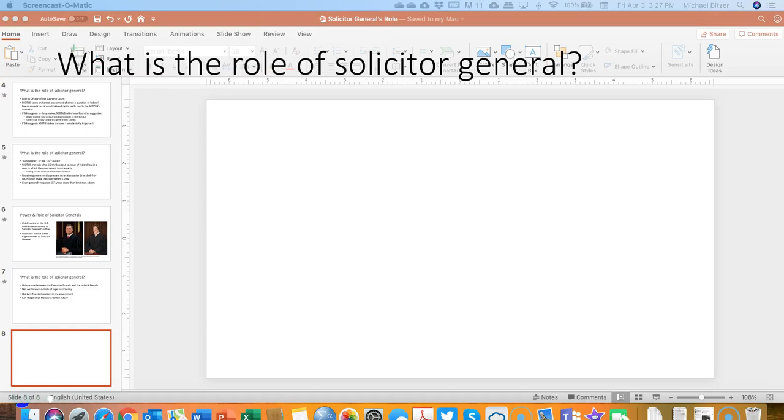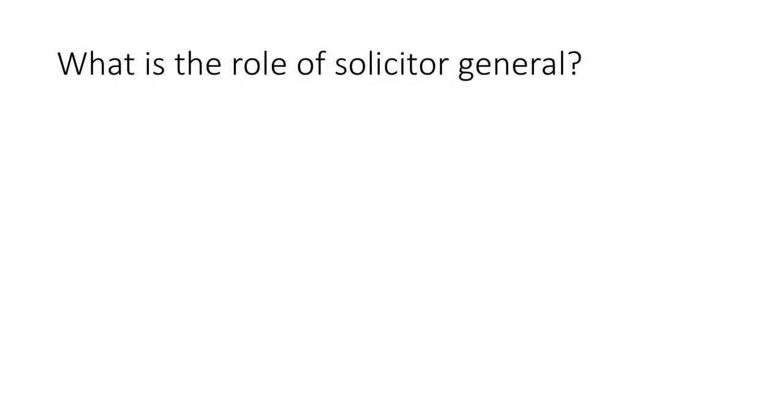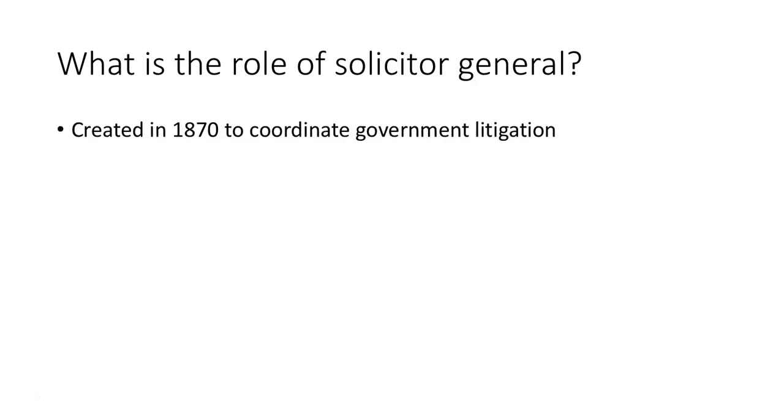So the question was asked in regards to the courts, what is the role of the Solicitor General? And I think this is a really interesting question about a very little known government official that plays a crucial role when it comes to connecting typically the executive branch and the congressional legislative branch with the judicial branch, or the judiciary. The role of the Solicitor General was created in 1870 by Congress to coordinate government litigation.